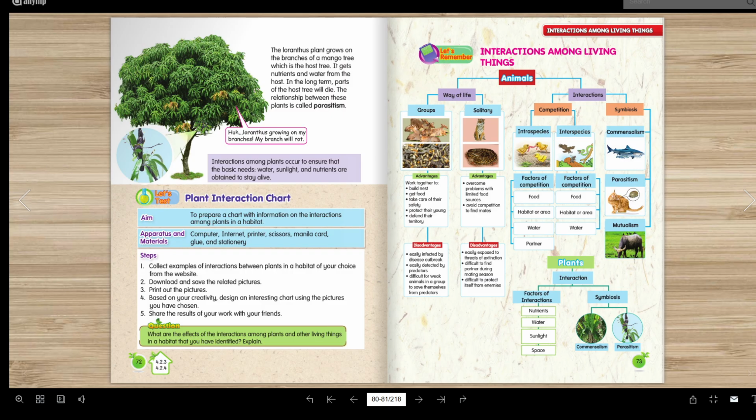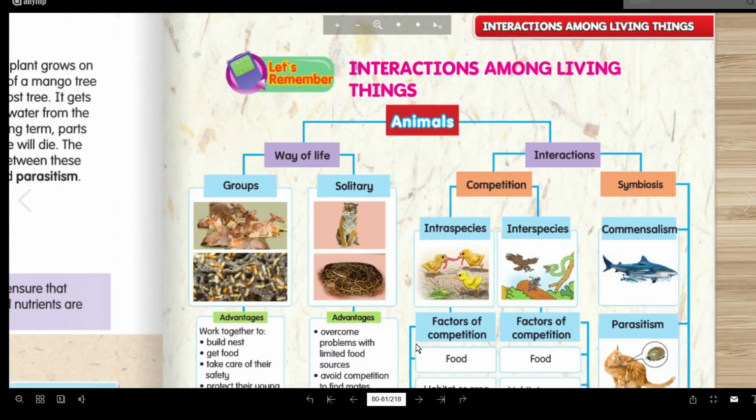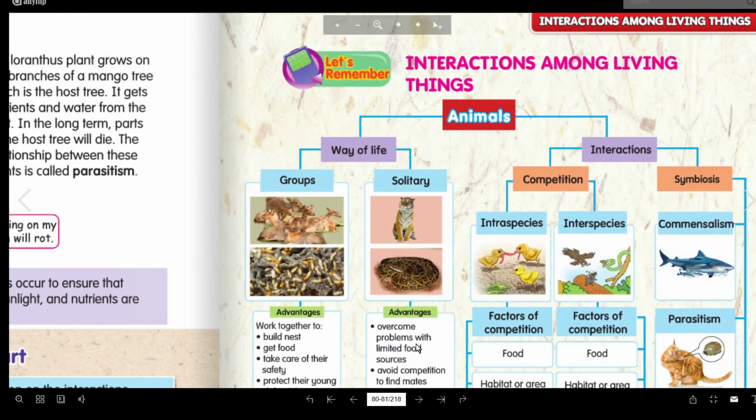No. Can you summarize what we did in this chapter? Summarize what you learned?